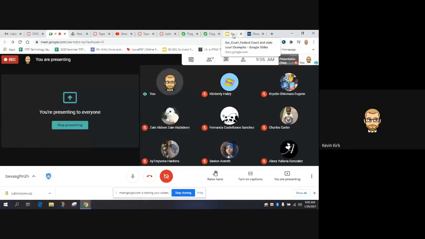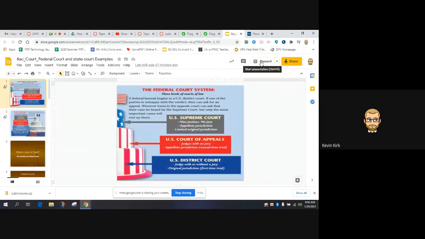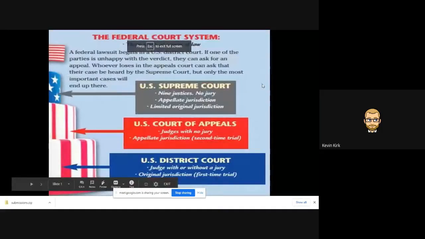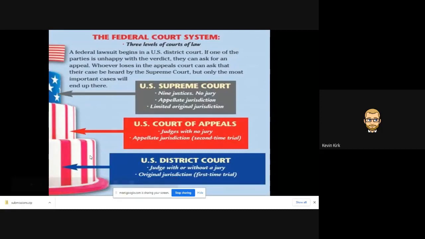All right, guys, let's begin our review of judicial system structures. Today we are going to start with the state government. I'm not going to underline or highlight anything, but I am going to use the pointer.